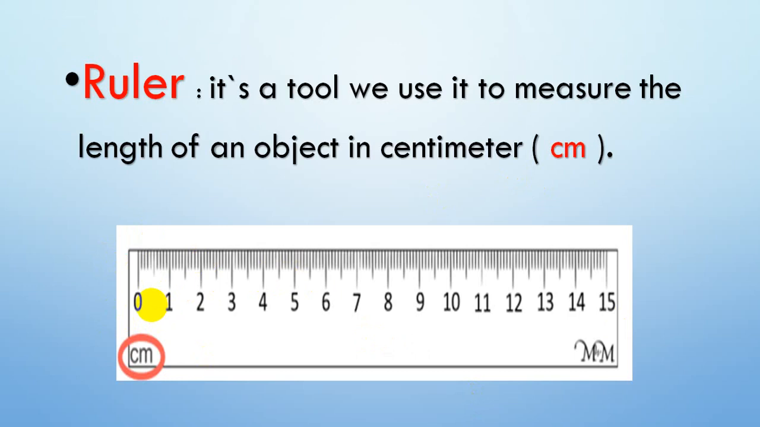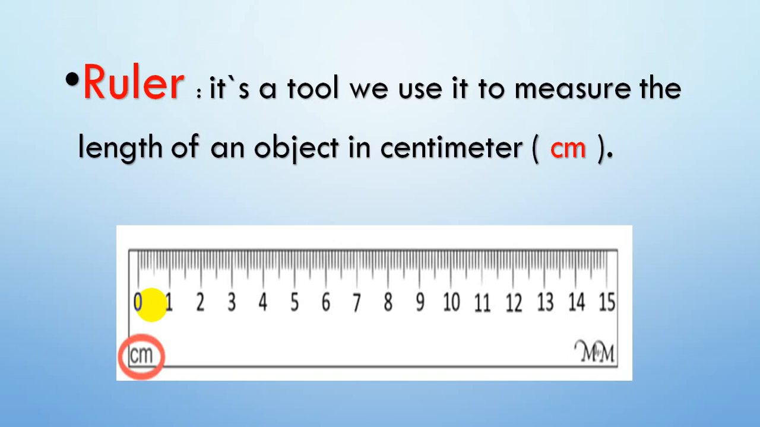Now, we need to know what a ruler is and why we need it. Actually, a ruler is a tool. We use it to measure the length of an object in centimeters. What does it mean? It means, for example, if you need to find out the length of your pencil, or if you need to find out the length of your finger, you can use a ruler.